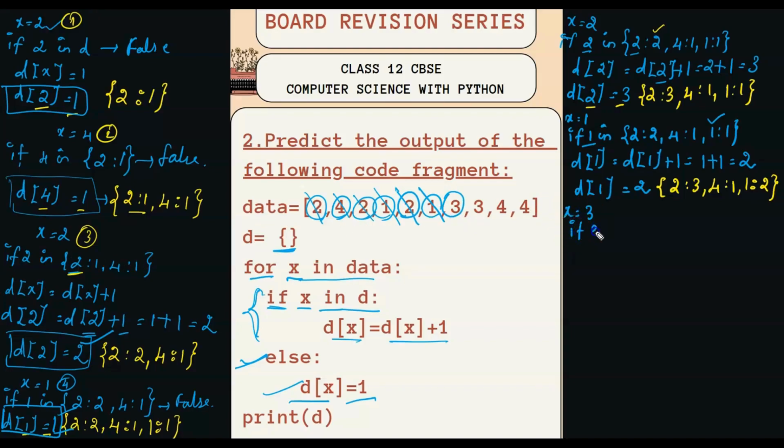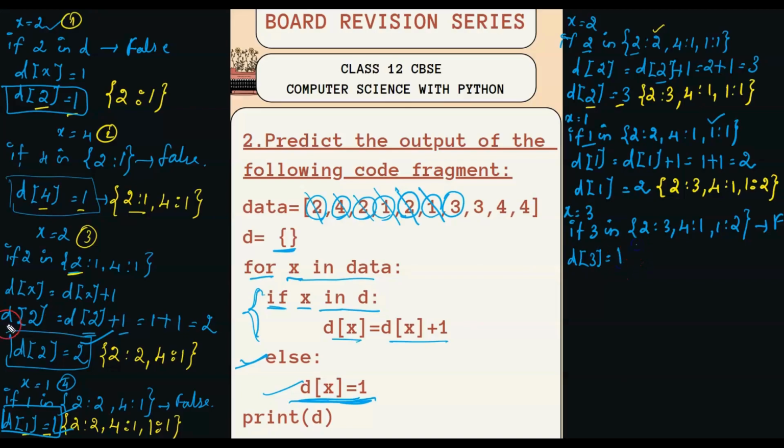Okay, is 3 in the dictionary? The dictionary has 2 is to 3, 4 is to 1, and 1 is to 2. So we do not have 3. The key 3 is not in the dictionary, so the condition is false here. So it will execute d of x is equal to 1, that means d of 3 is equal to 1.